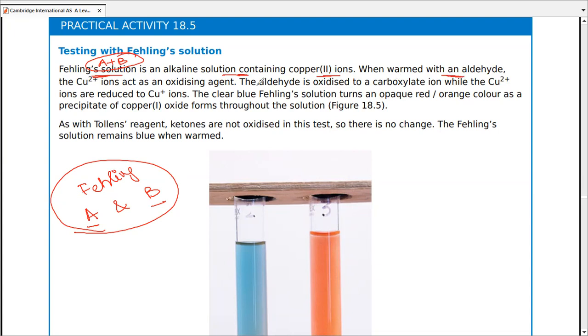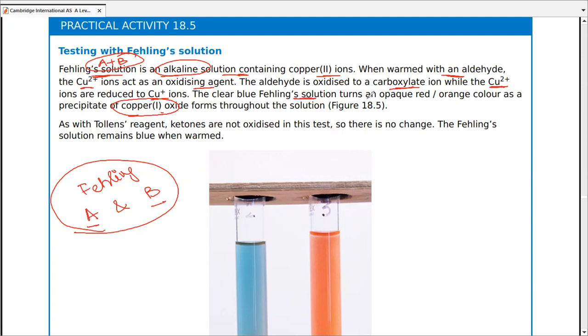Now, when warmed with an aldehyde, the copper 2 ions react as the oxidizing agent. Again, aldehyde is oxidized to a carboxylate ion. Again, in an alkaline solution, this means it would be oxidized to carboxylic acid, but since the presence of the alkali, the carboxylic acid would be converted into a carboxylic salt, which means the carboxylate ion. Of course, Cu2+ would get reduced. They don't get reduced to copper, they reduce to Cu+ ion. This is the first time you are noticing copper showing the +1 state.